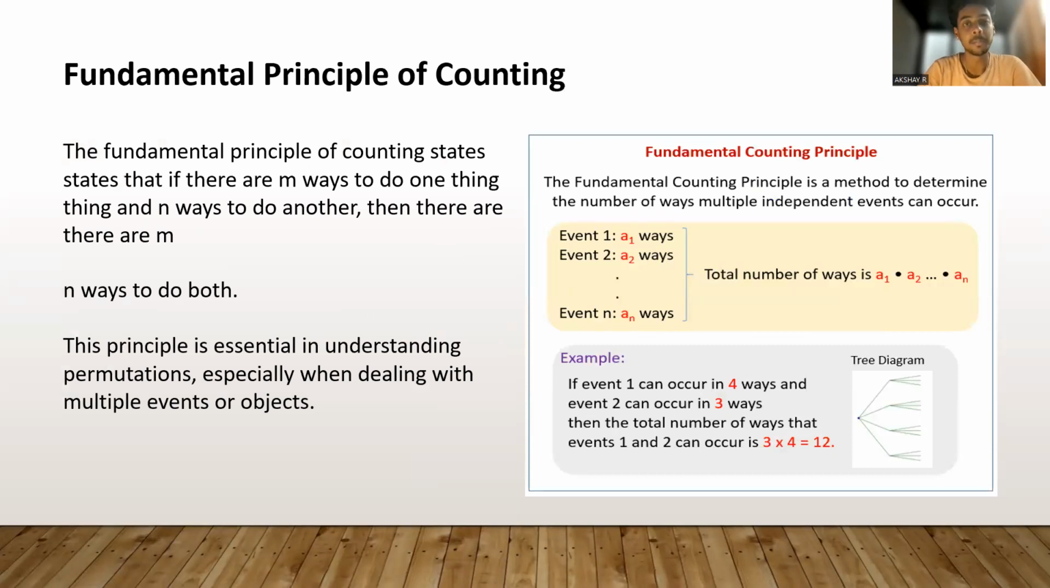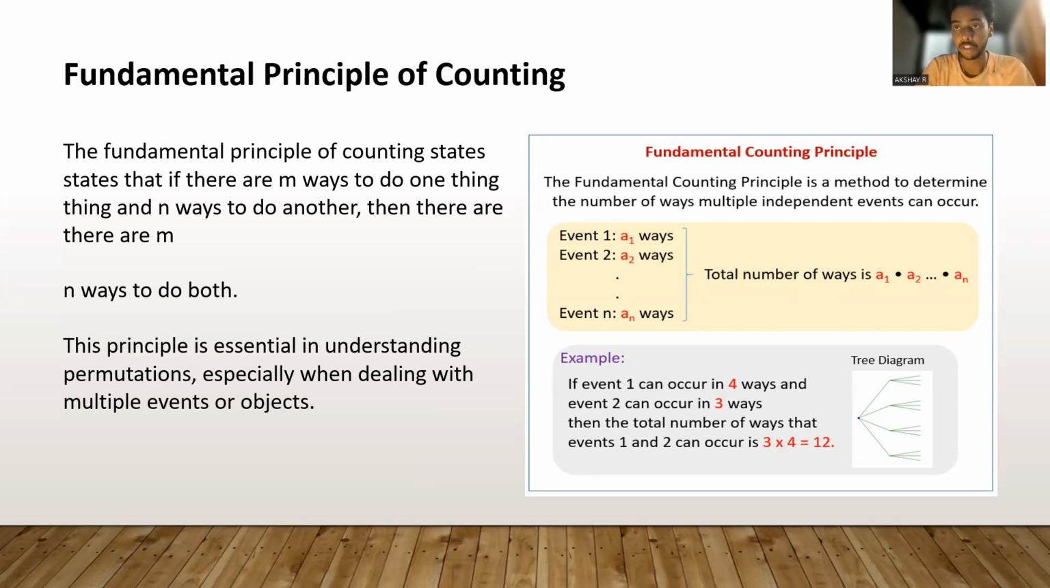Next, coming to the fundamental principle of counting. What is this? The fundamental principle of counting states that if there are m ways to do one thing and n ways to do another, then there are m times n ways to do both. This principle is essential to understanding permutations, especially when dealing with multiple events or objects.